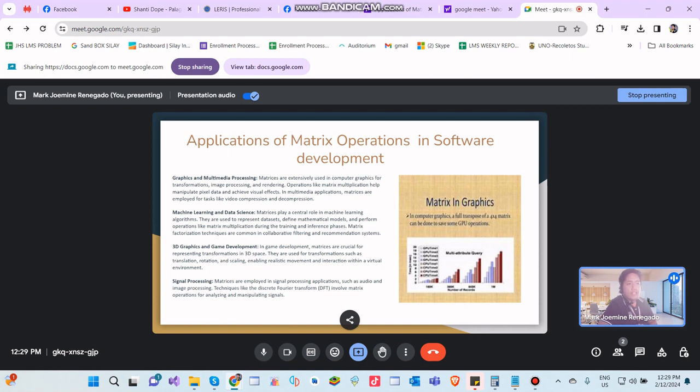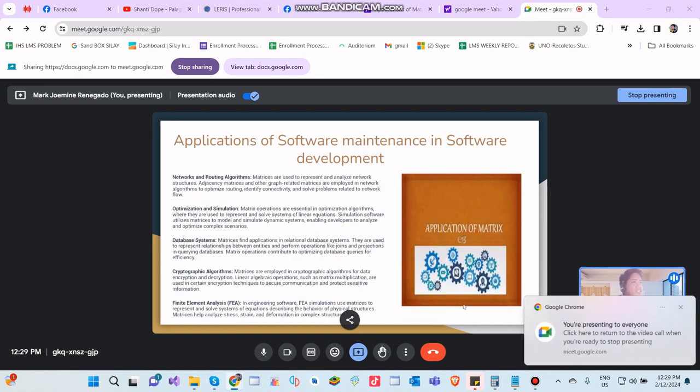We also have signal processing. Matrices are employed in signal processing applications such as audio and image processing. Techniques like the discrete Fourier transform (DFT) involve matrix operations for analyzing and manipulating signals. Okay? So let's go now to the next applications in software development.